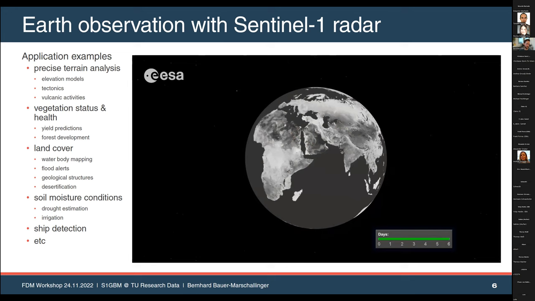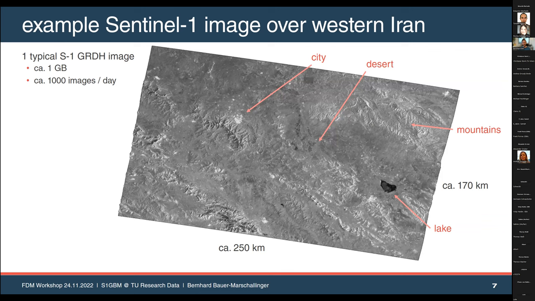So how does this data look like? So this is one example over the Western Iran area. You see here this typical radar signature. You see the city with these high values, the desert with some more diverse pattern. You can see the mountain ranges and also a lake, so the water body.